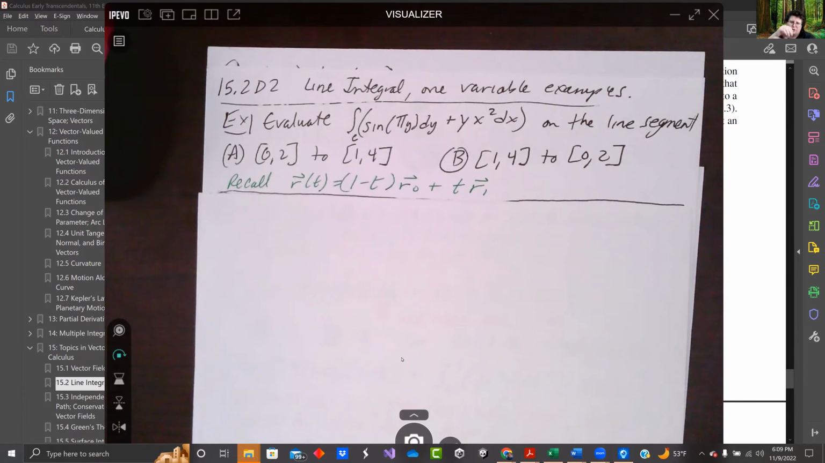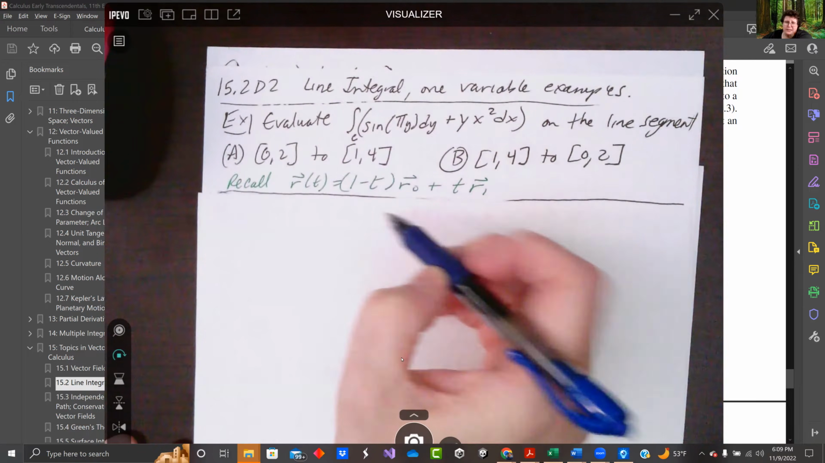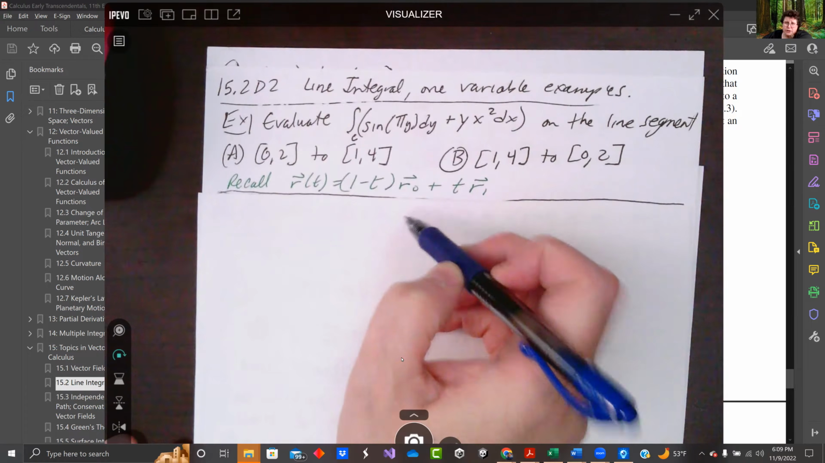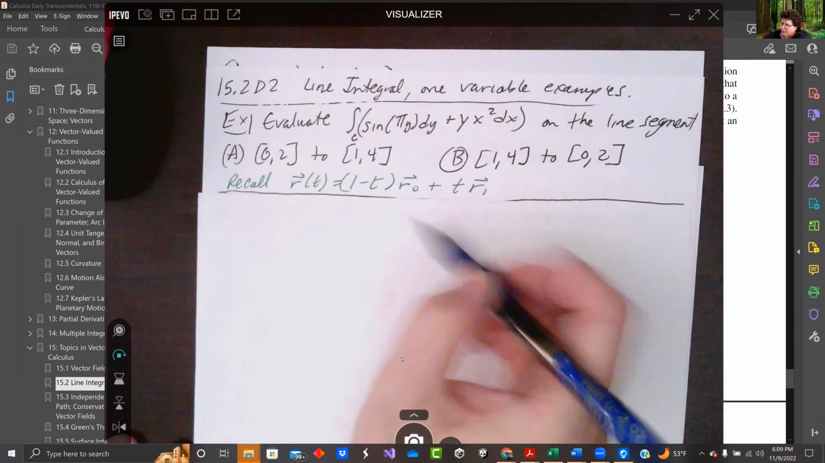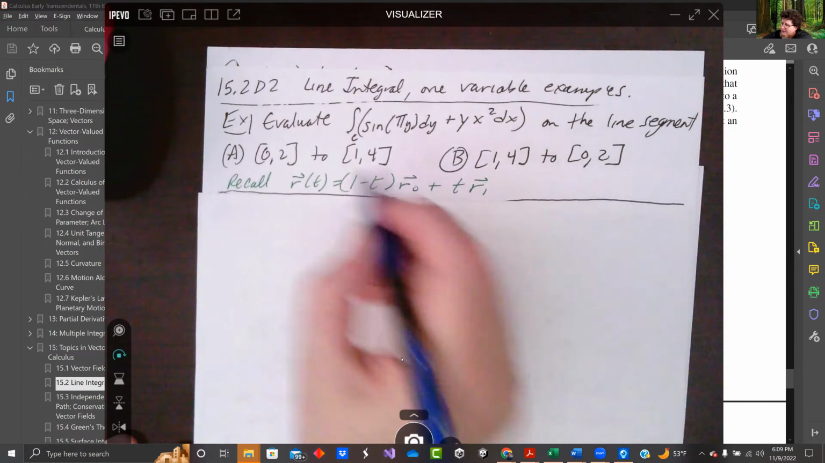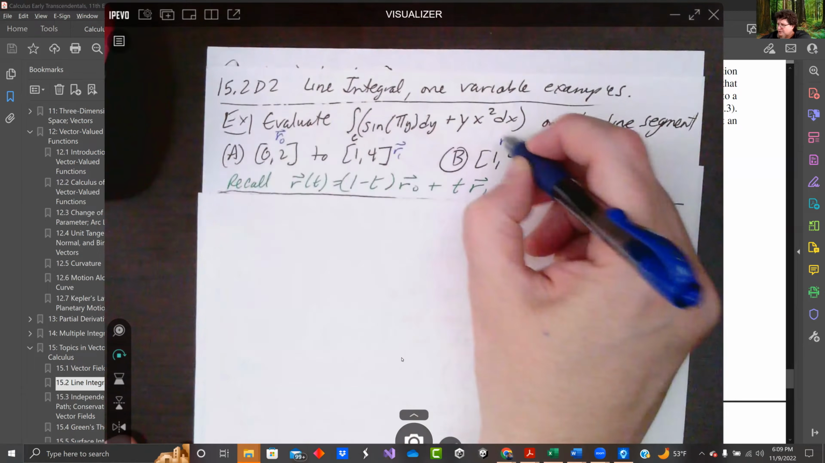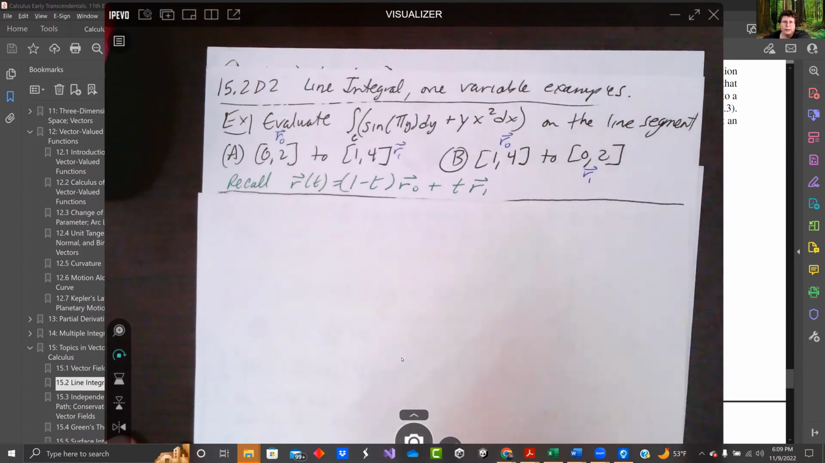So I mentioned that we would show you how to do this in a later video when we had 0,1 and 1,0 earlier. Remember that R of t is the same thing as 1 minus t times R0 plus t times R1. So R0 will be the first vector that we started with, and R1 will be our second vector. And when we go the other direction, R0 is the 1,4 and R1 is the 0,2.